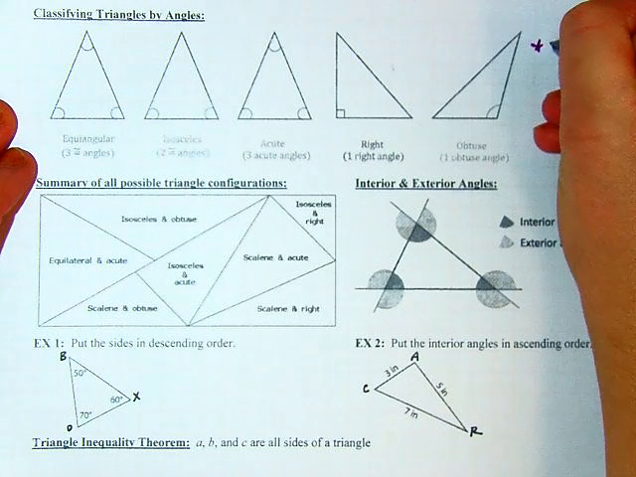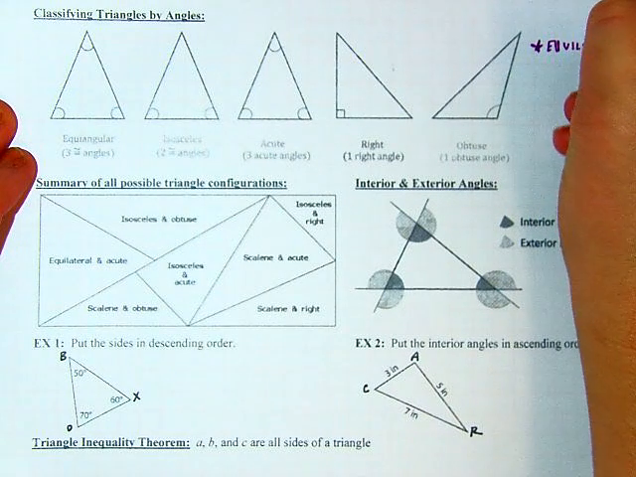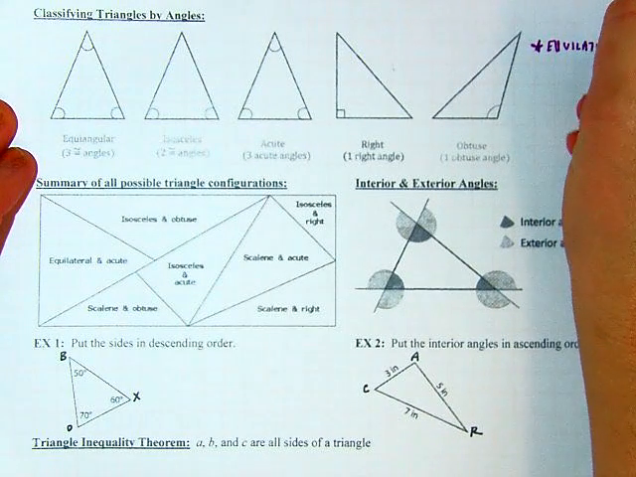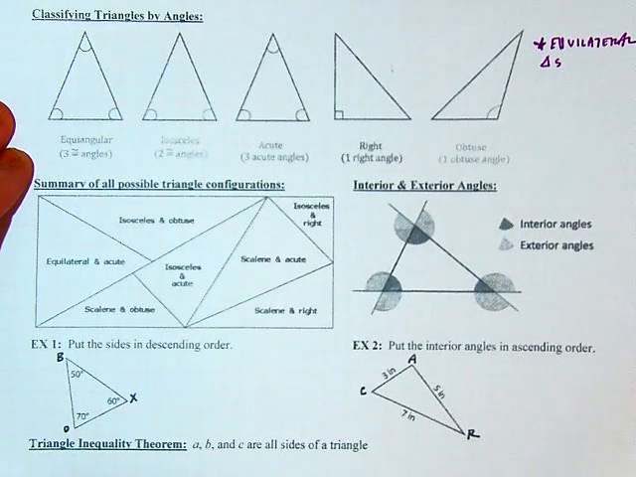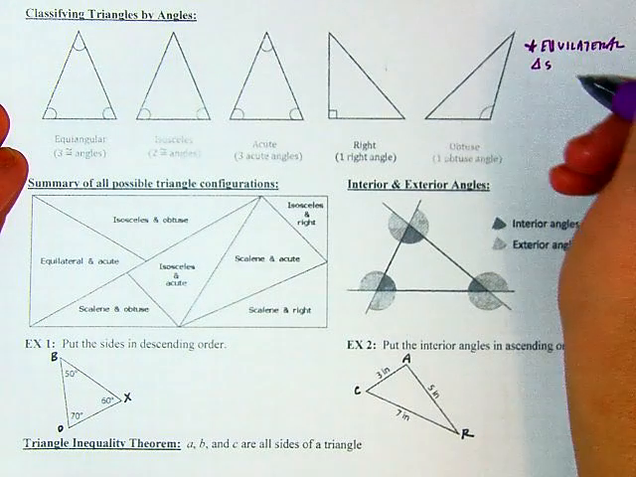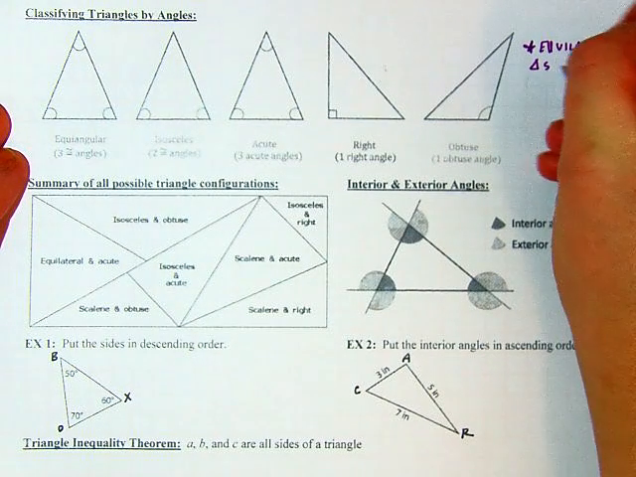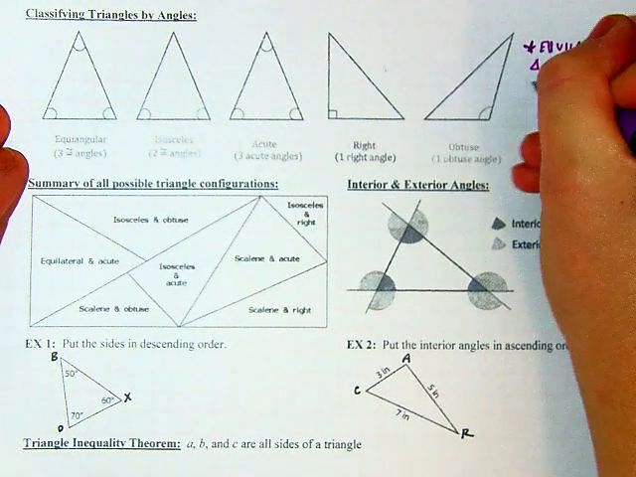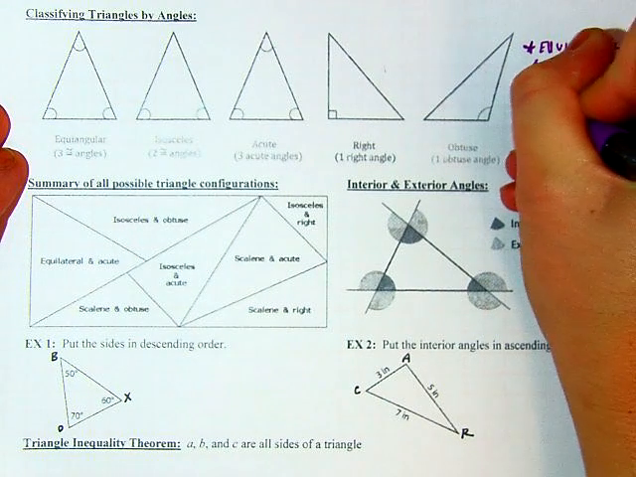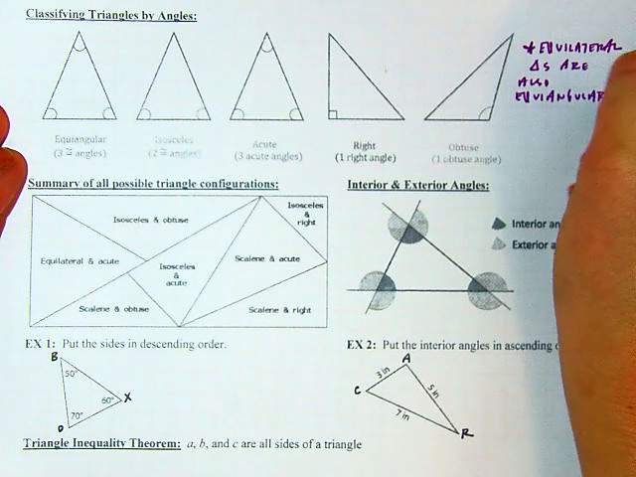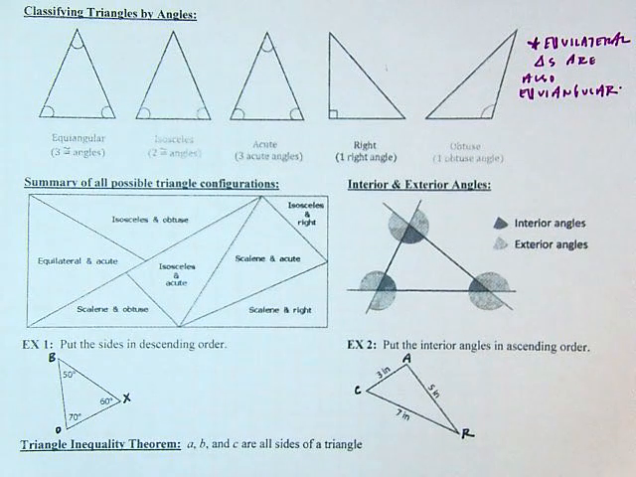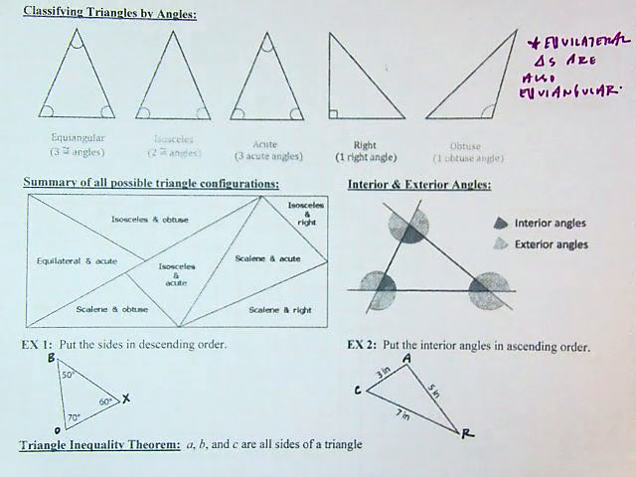One other thing to point out since we're talking about triangles, let me put a little star to the side. If I'm looking at an equilateral triangle, for example, any equilateral triangle, all sides are the same. They are also equiangular. So any equilateral triangle that we see, all sides are congruent, and also equiangular, all angles are congruent as well.